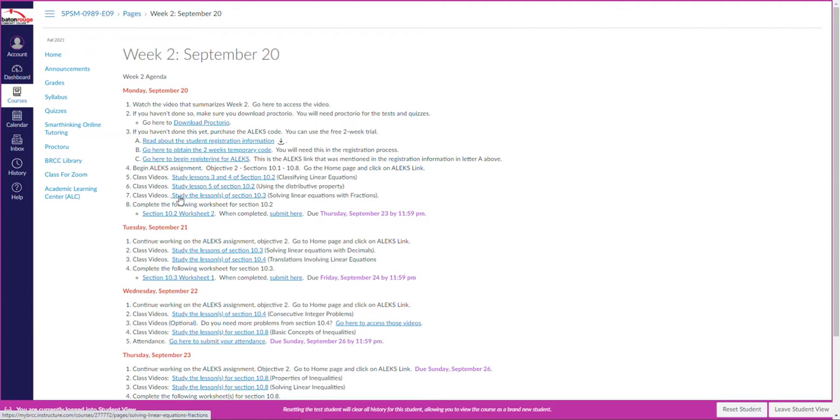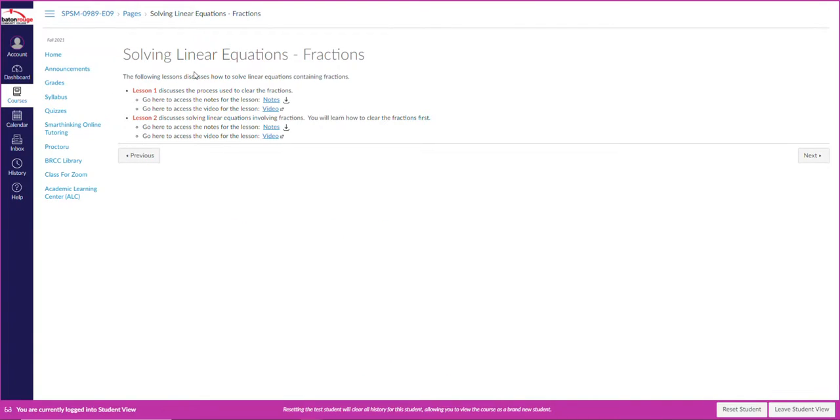And item 7 says study the lessons for section 10.3, which is solving linear equations with fractions. So when you go to lesson 10.3, that's this one here, the one with fractions. Those are your 2 lessons. Notice the videos are there and the notes are there. All right, so I'm going to use the back arrow.